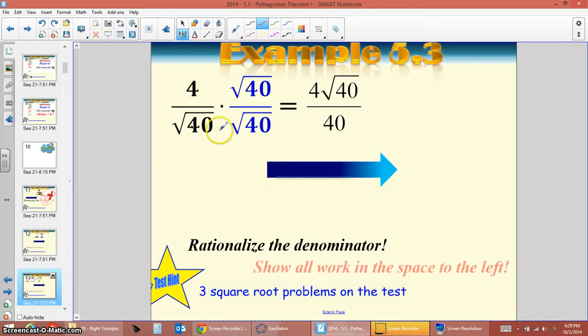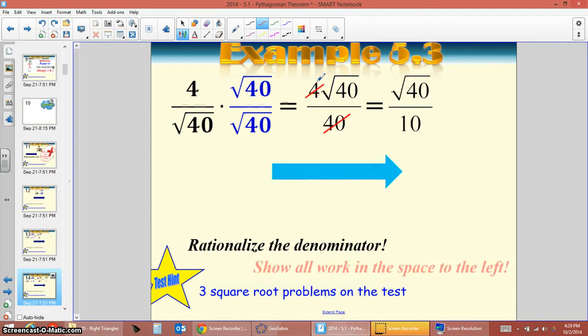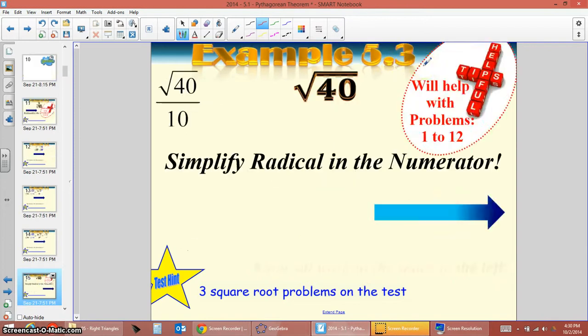But either way, root 40 times root 40 becomes just 40. It's like undoing itself. This is like root 40 squared. They just undo themselves and we're left with 40. All right, on top I have 4 times root 40. Now I can simplify that fraction. 4 over 40 just becomes 1 over 10. I don't write the 1 because it doesn't change anything. So now I have root 40 over 10. But I'm not done. I can do more with this 40. I can simplify that 40 a little better. Now we're going to talk about how to simplify the radical.